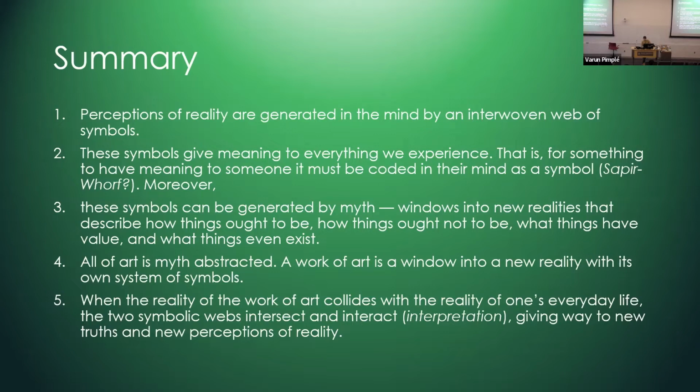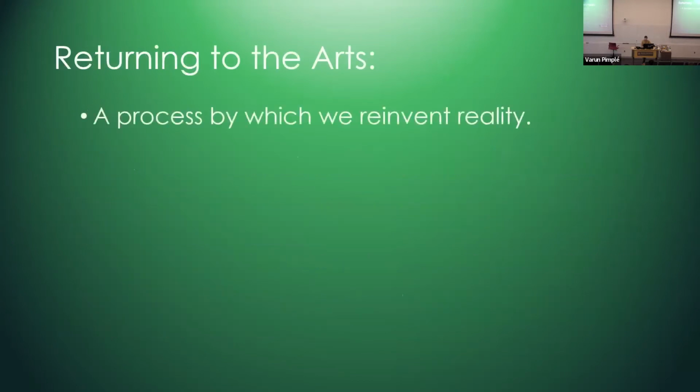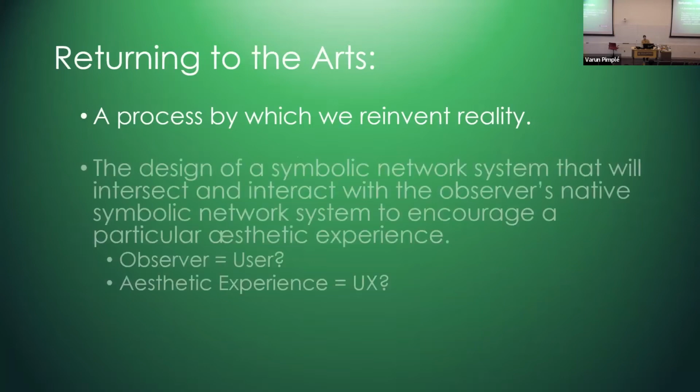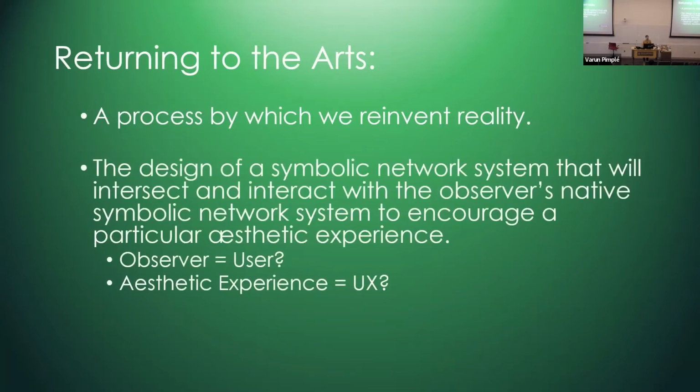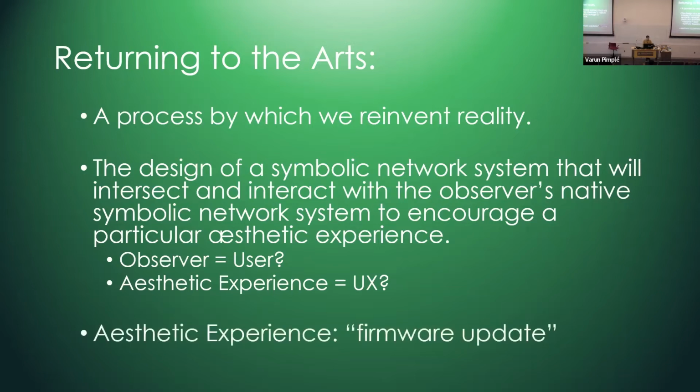So when I think about the difference between art and design, and things like aesthetics versus function, I think a lot about how this is the function of a work of art. In many ways, when you're creating a work of art, you're designing a system, but instead of a mechanical system or an electrical system, it's a symbolic system. It's a system of symbols that will intersect and interact with the observer's native symbolic system in their brains to encourage a particular aesthetic experience. And of course, here you can replace the word observer with user, and aesthetic experience with UX, and it quickly becomes relevant. So that's an overview of my approach, and I'm hoping that will help to contextualize the rest of this work moving forward.